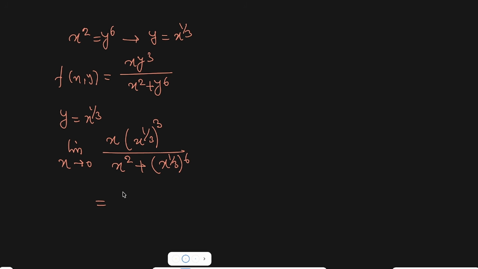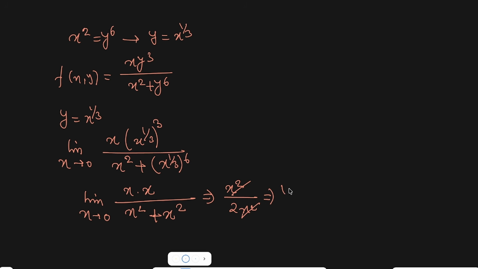And when you solve this, it is limit x tending to 0. This is x, the 3 and 3 get cancelled, so it will be x, this is x square, plus this is also x square. So it is x square upon 2x square, it will get cancelled and it is 1 by 2.